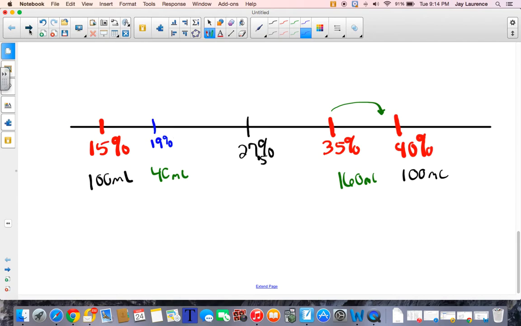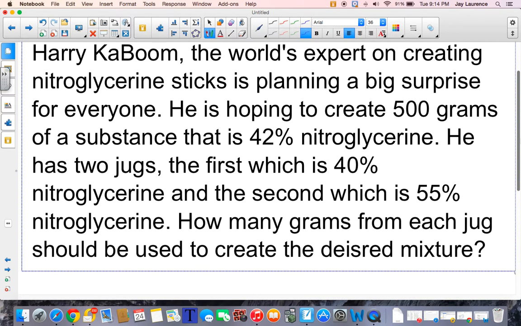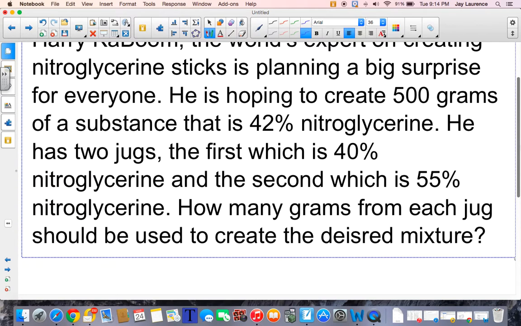Okay, let's try one more problem. All right, Harry Kaboom, the world's expert on creating nitroglycerin sticks, is planning a big surprise for everybody. He is hoping to create 500 grams of a substance that is 42% nitroglycerin. He has two jugs. The first, which is 40% nitroglycerin, and the second, which is 55% nitroglycerin. How many grams from each jug should he use to create the mixture?